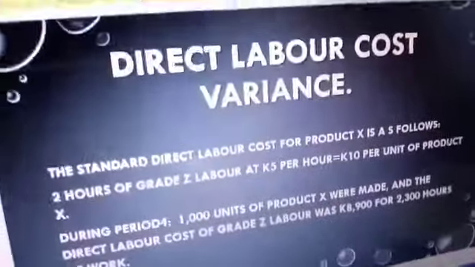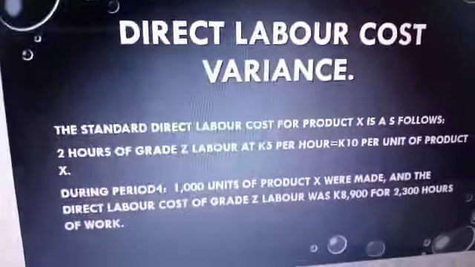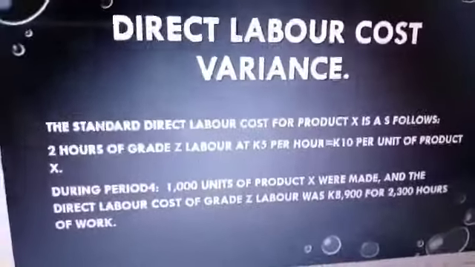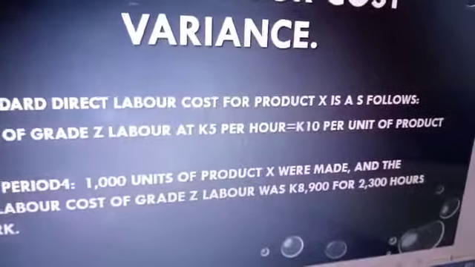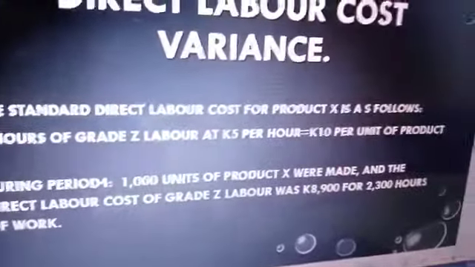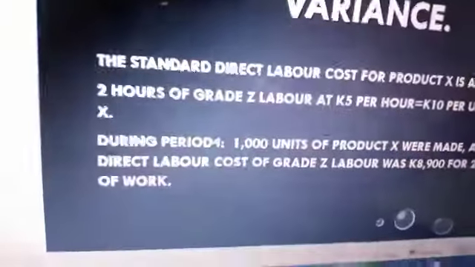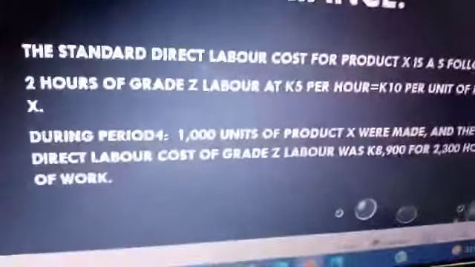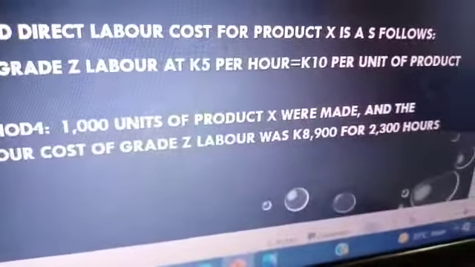We also have variances in terms of labor. The variance concept is about the difference. But in this case, you're looking at the difference between what you planned to spend on labor versus what you actually spent. For example, the standard direct labor cost per product is as follows. You need 2 hours of grade Z labor at 5 kwacha per hour, which will give you a total of 10 kwacha per unit of the product. Now, during period 4, which is the actual work, 1,000 units of product X were made, and the direct labor cost of grade Z labor was 8,900 for 2,300 hours.